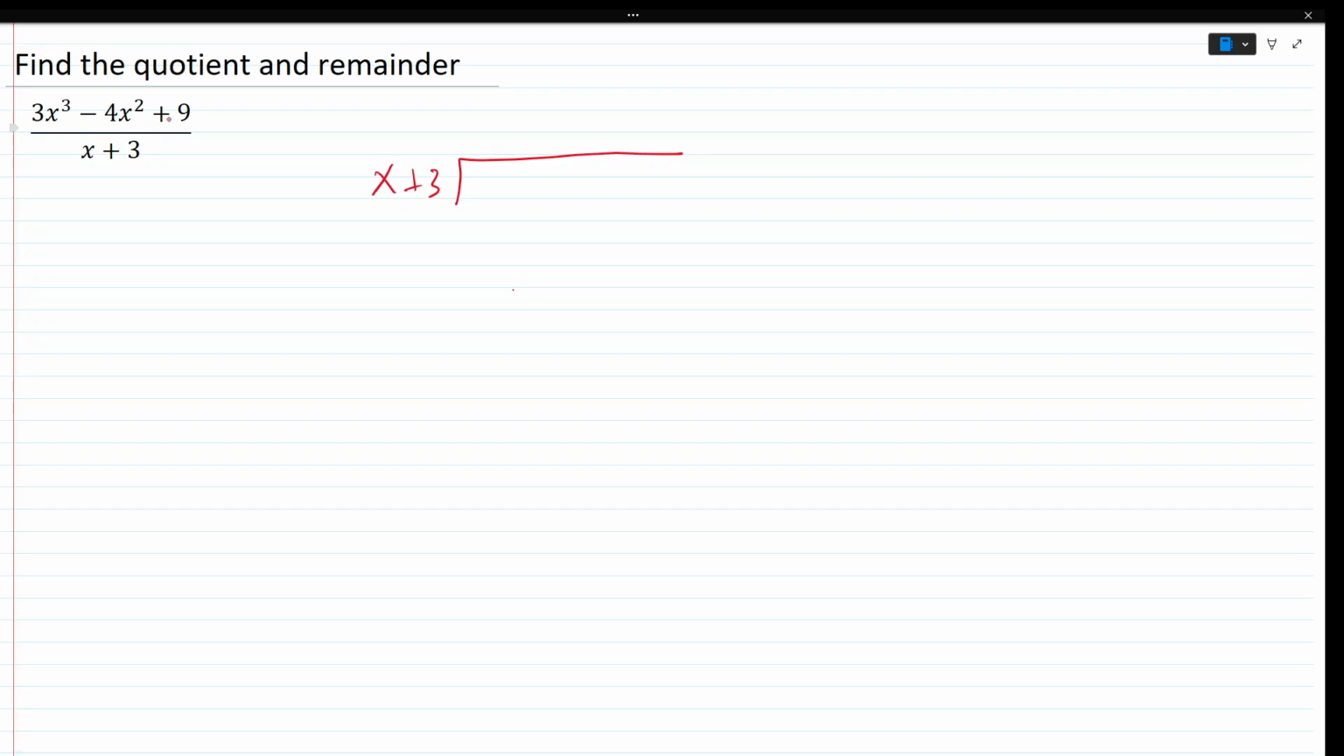Notice we are missing a power of x, like the x to the first. So we could write our dividend as 3x cubed minus 4x squared, and you could either put a space or you could put a place marker like a plus 0x plus 9, because that 0x is just 0, so that doesn't change the dividend. So now we perform our long division.